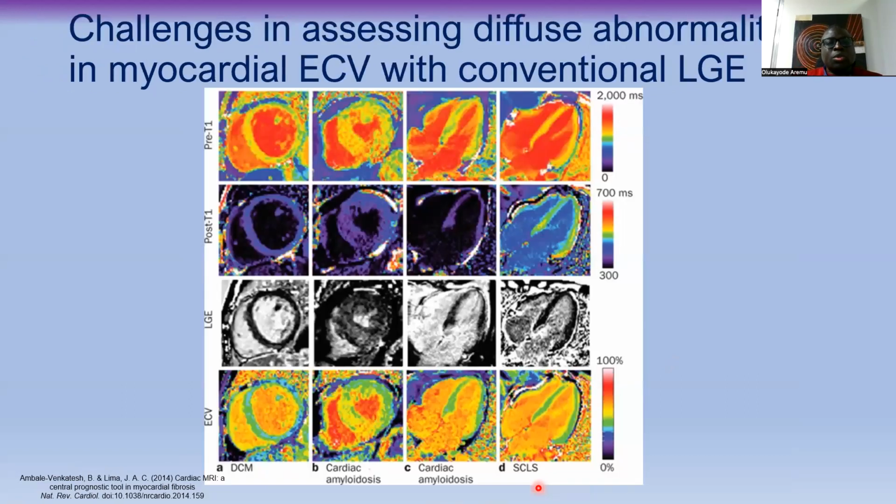Okay. So we see challenges. I'm saying here that there are challenges in assessing diffuse abnormalities in myocardial ECV with conventional LGE.